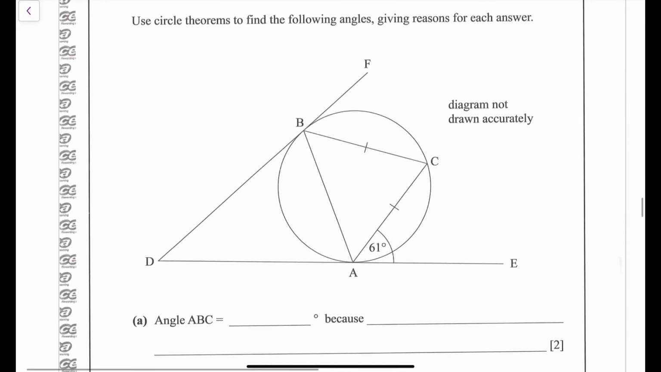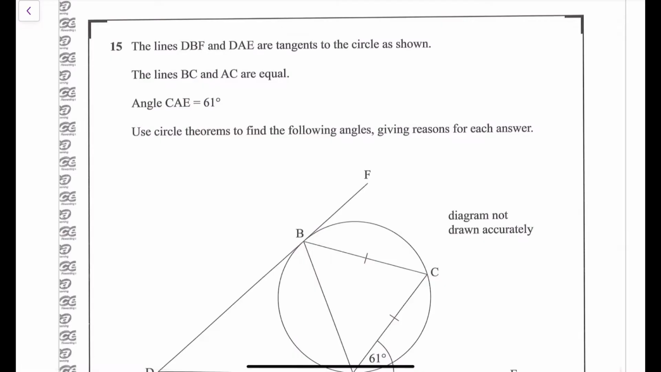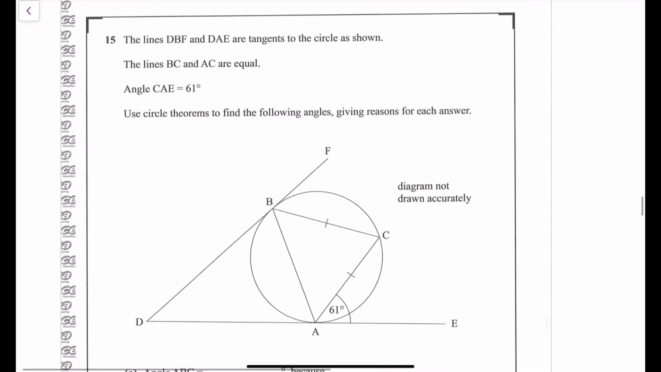Okay, tricky question here. It says lines BDF and DAE are tangents to the circle as shown. The lines BC and AC are equal. Angle CAE is 61, it's given. Use circle theorems to find the following angles, and give a reason for each. So the first one is ABC. ABC is here. It's equal to 61 by the alternate segment theorem.